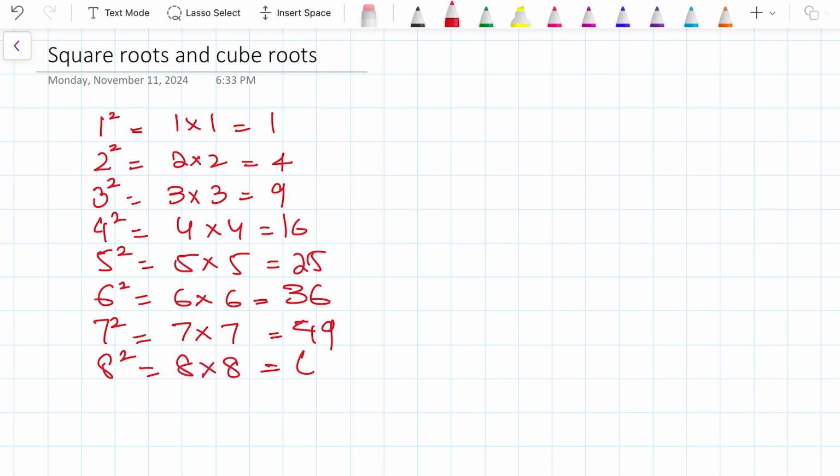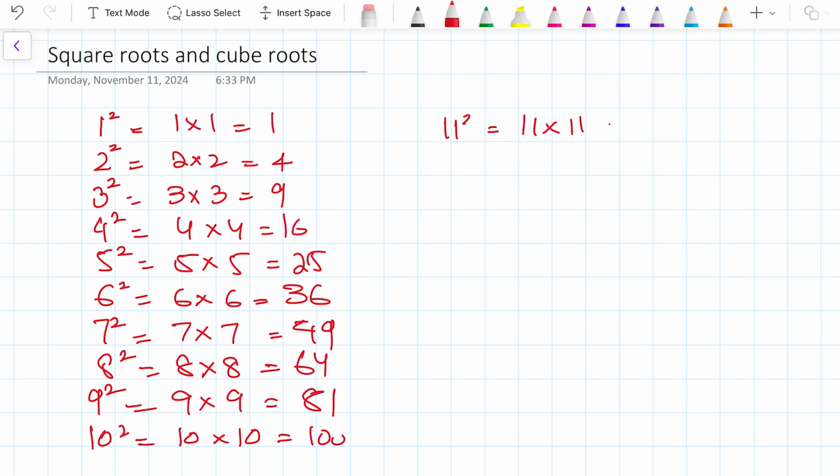8 into 8, which is 64. 9 square means 9 into 9, which is 81. 10 square means 10 into 10, which is 100. 11 square means 11 into 11, which is 121. Ideally, you should know the squares up till 20. You have learned them by heart.